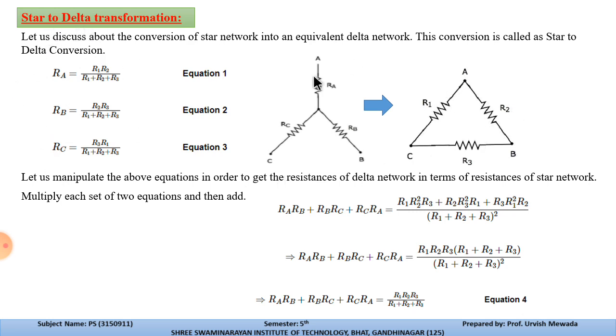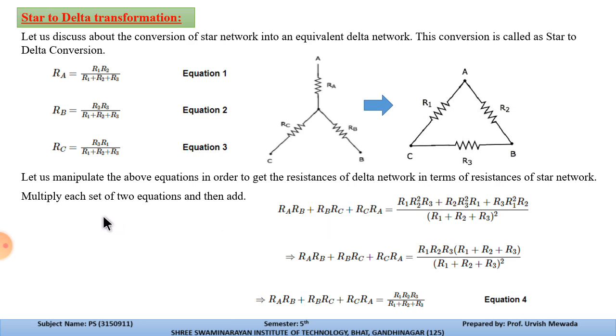Now if we add all these resistances, RA, RB, RC, we can manipulate all the above equations in order to get the resistances of the delta network. This RA will be converted into R1, then RB is converted into R2 and RC is converted into R3.